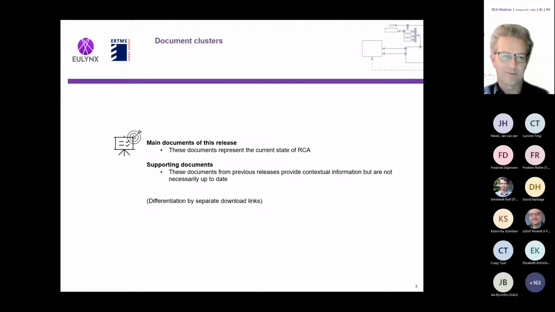We also have the second bunch, which is the supporting documents. These are documents from the previous releases. So we had alpha, beta, gamma, 0.4, 0.5, if I correctly remember, and now 1.0. These are documents from the releases before, and they provide contextual information which might be interesting for you. We decided not to update all of them, so they might not necessarily be up to date. Just as a warning before. These different chunks are available by different download links which you will find.